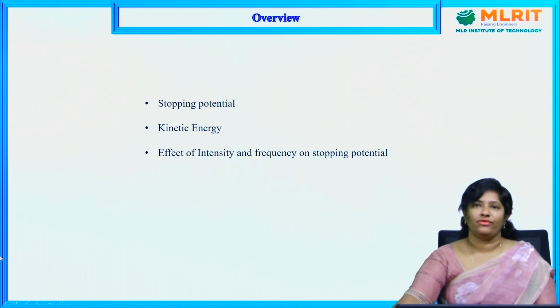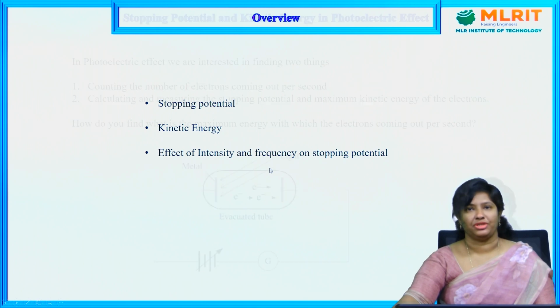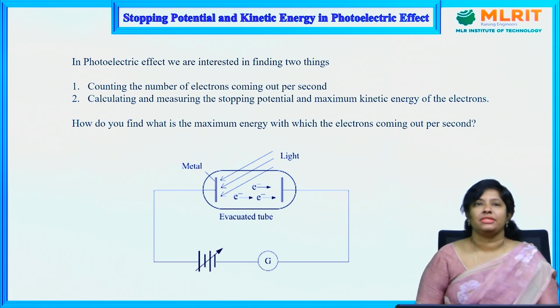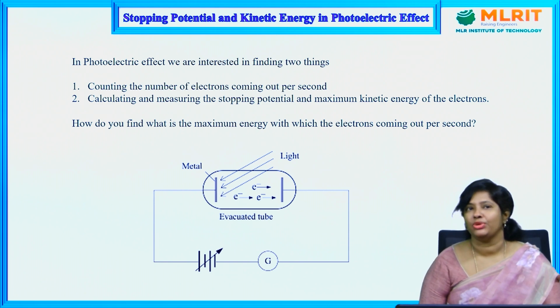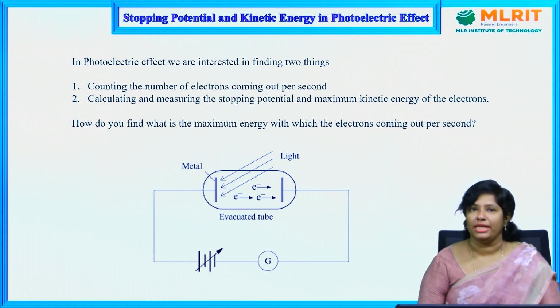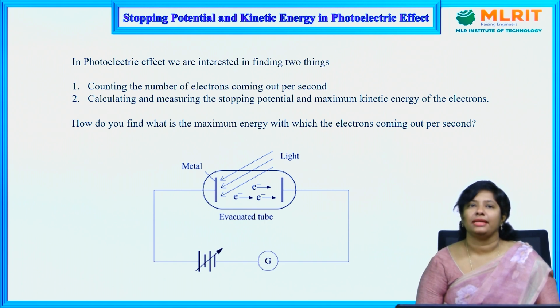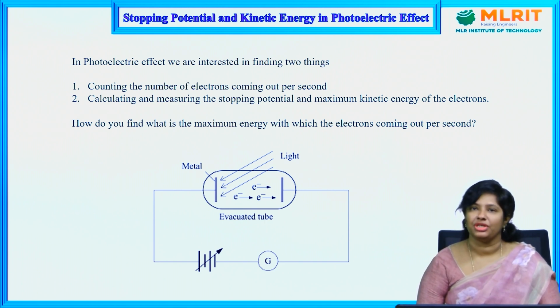The overview of today's session is the stopping potential, the maximum kinetic energy of an electron, and the effect of intensity and frequency on the stopping potential. Here, our interest in the photoelectric effect is to define two things. One is counting the number of electrons coming out per second. The other is calculating and measuring the stopping potential and maximum kinetic energy of the electrons.